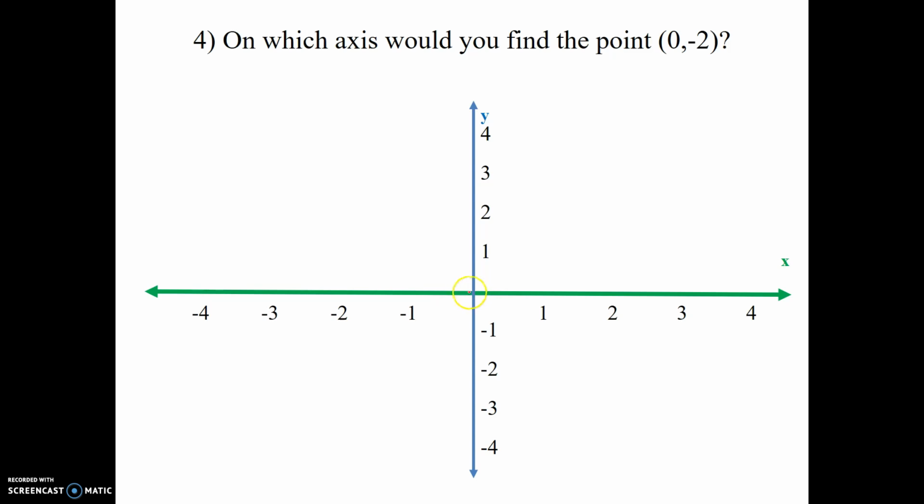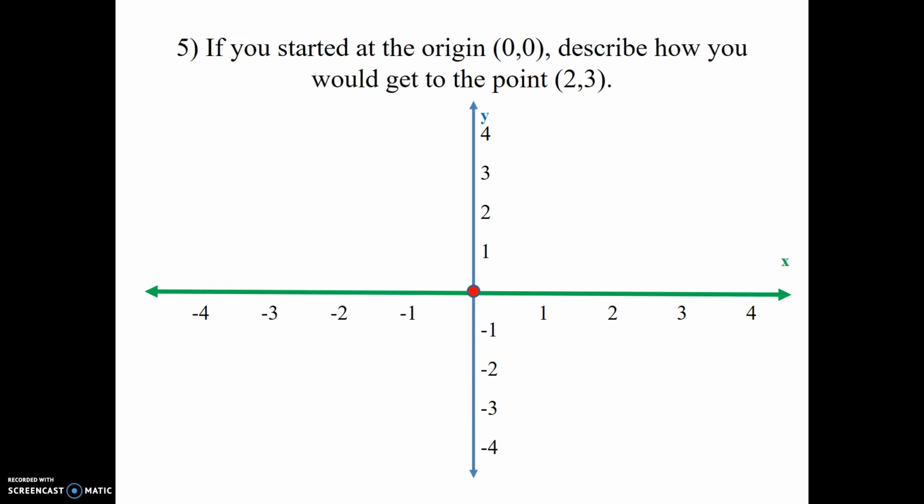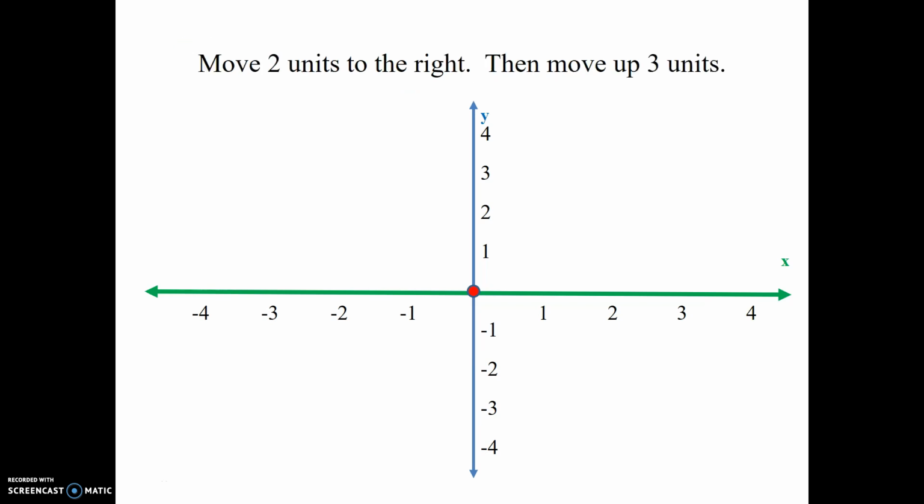Again, here I am at the origin. I'm not going left or right at all. I'm going down 2, which means that my point would end up being on the y-axis. Okay? If you started at the origin 0, 0, describe how you would get to point 2, 3. Well, to do that, I would have to go to the number 2 elevator and then up to the 3rd floor. And there's my point.